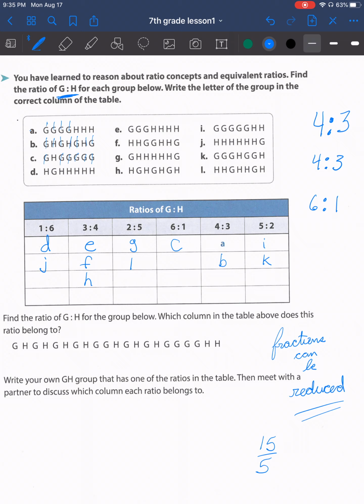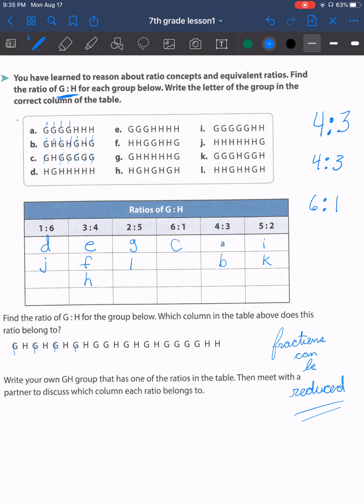5 times 1 is 5, and 5 times 3 is 15. So if I take out a 5 in both of these by dividing it out, I get 3 over 1. What do we know 3 over 1 is actually equal to? Yeah, big fat whole 3. Okay, well that was just an example of reducing. You just got to remember you can reduce, okay? So let's go ahead and count our G's. Let's count our H's. Let's do G's first.